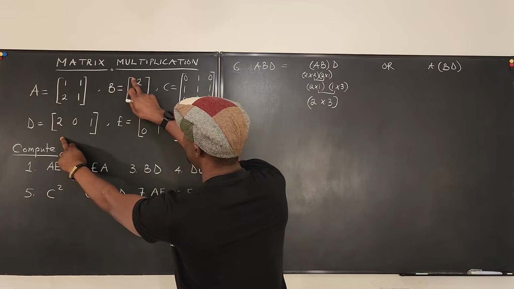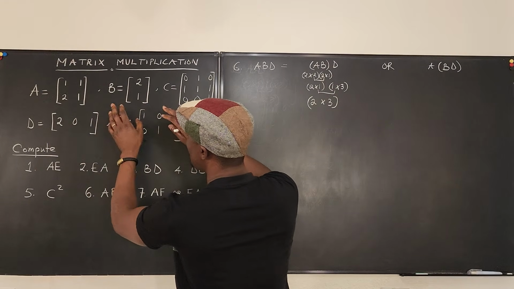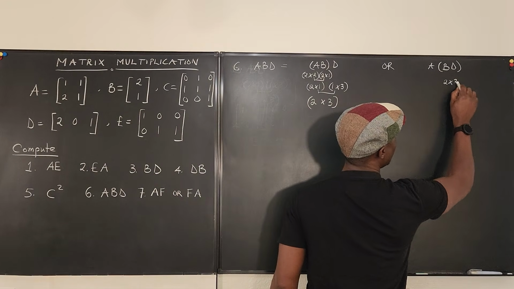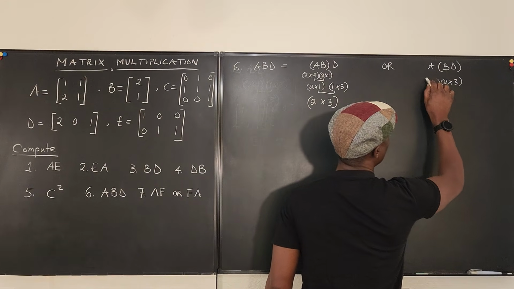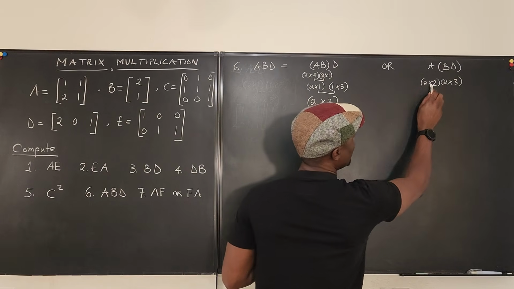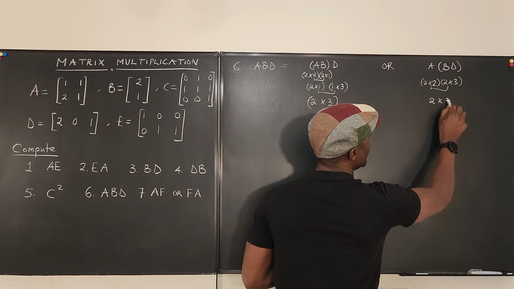So this is a 2 by 1 times a 1 by 3. We ended up with a 2 by 3 matrix. So we're going to be having a 2 by 3 matrix on the right. And on the left, what is A? A is a 2 by 2. So because the inside dimensions are the same, we're going to end up with a 2 by 3 matrix.